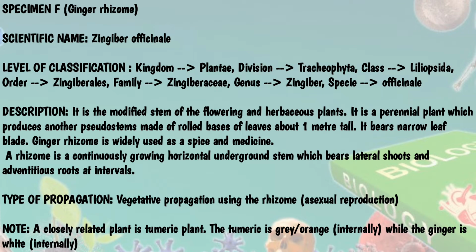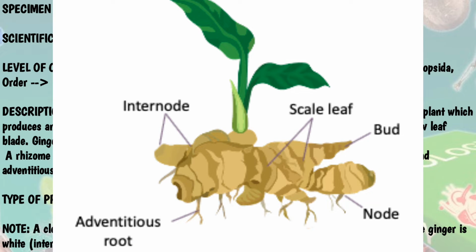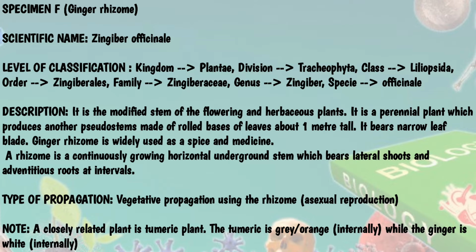Typically, food is supposed to be stored in fruit. But if any other part outside the fruit stores food material, we say that part is modified for food storage, and they have several names. In this case, a rhizome is a modified stem for the purpose of storing food materials. It is also a perennial crop. Why? Because it lasts more than 3 years. It also produces what we call a pseudostem. Pseudo means false stem, and this stem bears leaves, just like what is displayed on the screen. And these leaves are about 1 meter tall.